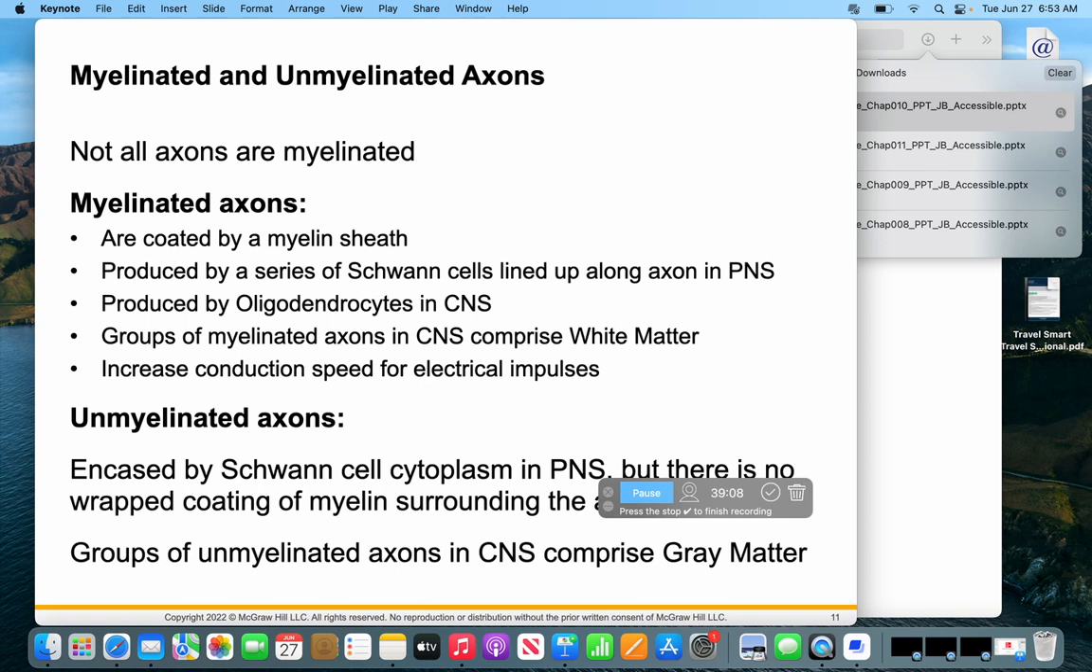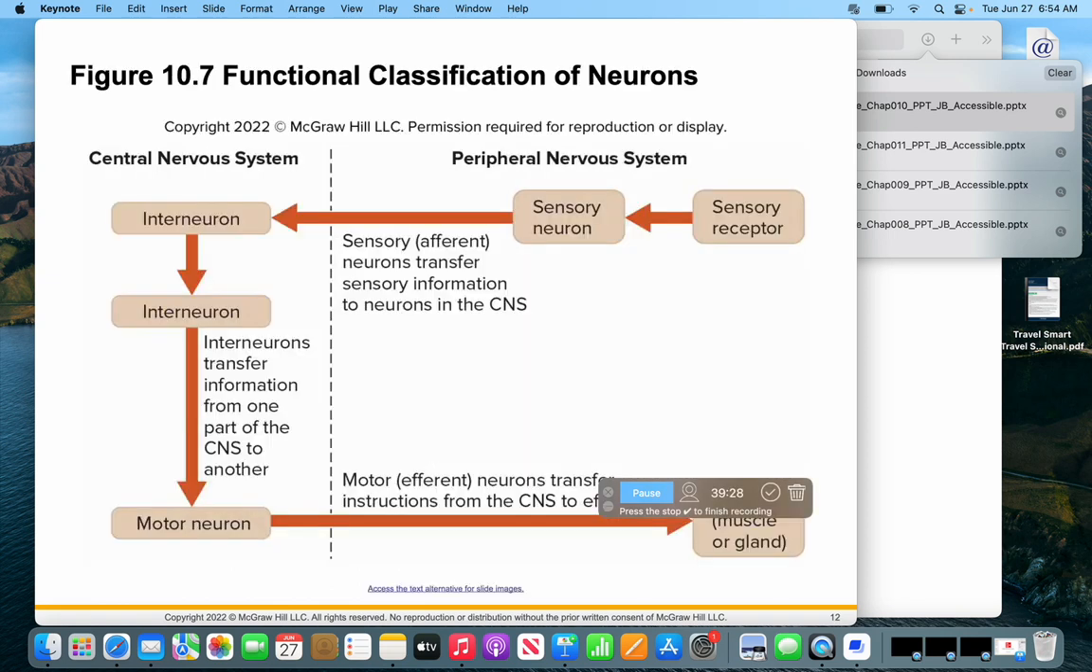But we said that not all axons are myelinated. So myelinated axons are what make up white matter, and in the peripheral nervous system that is done by Schwann cells, but in the central nervous system it is the oligodendrocytes. Unmyelinated axons are going to be gray matter, and they are slower to transduct information. And we looked at this graphic.